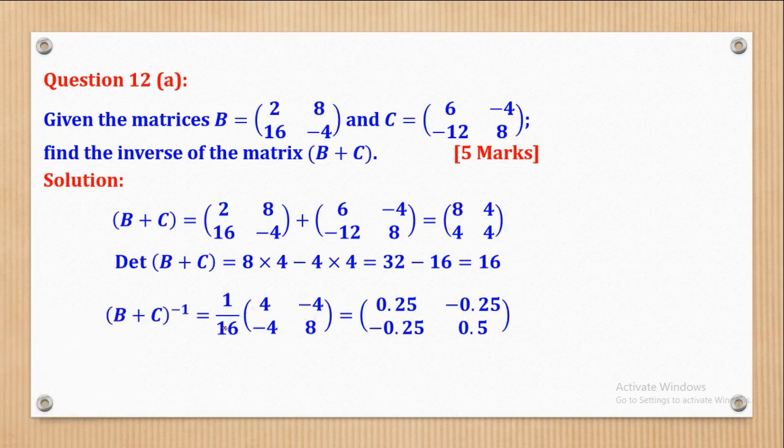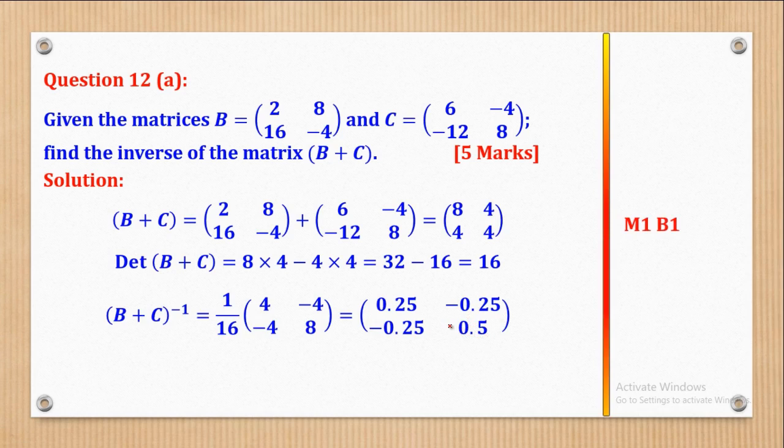Now this one, which is outside, remember the determinant was 16, so 1 over determinant will be 1 over 16. Now 1 over 16 will multiply through each term inside this matrix. So 1 over 16 times 4 will give me a quarter, which is 0.25. 1 over 16 times negative 4 will give me negative a quarter, which is negative 0.25. 1 over 16 times negative 4 will give me negative a quarter, which is negative 0.25. And lastly, 1 over 16 times 8 will give me a half, which is 0.5. So basically, this is what they wanted.